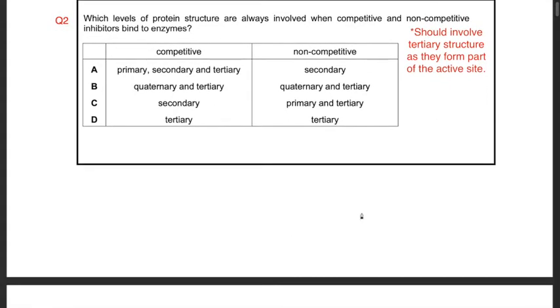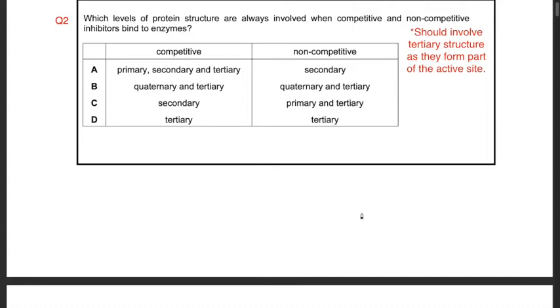Question 2. Which levels of protein structure are always involved when competitive and non-competitive inhibitors bind to enzymes? In these kinds of questions, you should always look out for the word tertiary structure, because tertiary structure forms part of the active site and is important to the active site of an enzyme. Therefore, which levels of protein structure are involved when competitive and non-competitive inhibitors bind to enzymes? It should be tertiary structure only, because tertiary structure forms part of the active site and the active site is concerned with the binding of inhibitors.